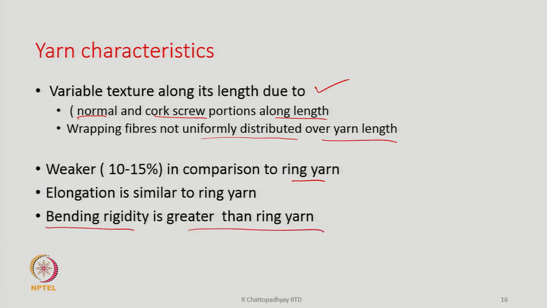It is stiffer yarn, because wrappers are going to hold the main bundle of fibers, core fibers are going to be tightly wrapped. So, as a result, the bending rigidity is high. Same is the situation for rotospun yarn also. The bending rigidity is slightly higher than ring yarn because of the presence of wrappers there also. And as a result of this, it is harder in feel, because bending rigidity is more.